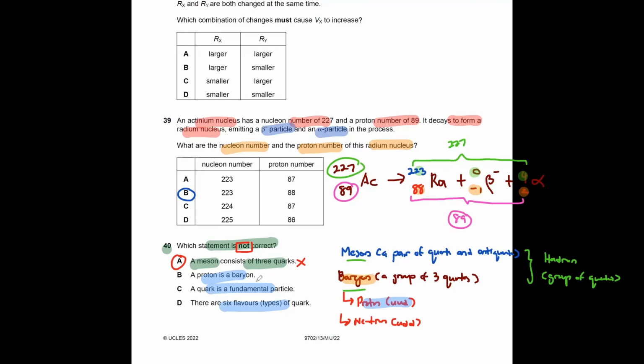This is also correct because when you're talking about the 6 flavors or types of quark, you have up, charm, top, then you have down, strange, and bottom. These are the 6 quark types. Okay, so B, C, D is correct. Only A is the incorrect one. All right, so that's it for this paper.